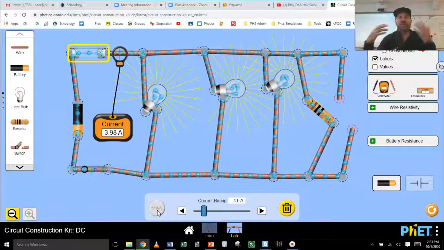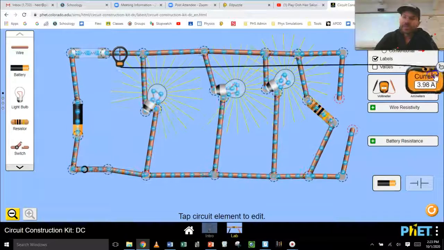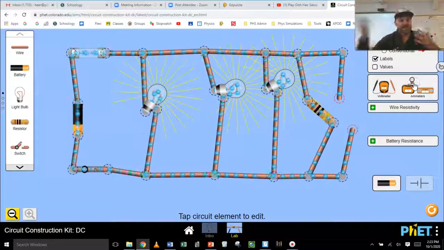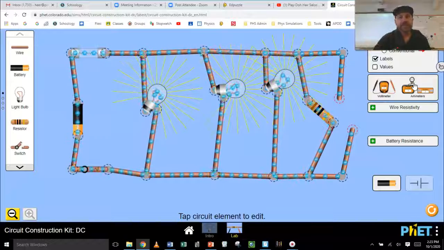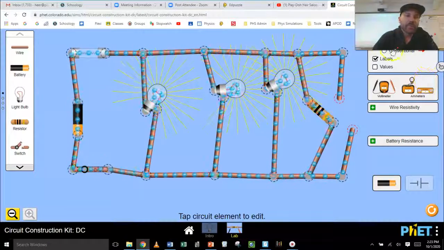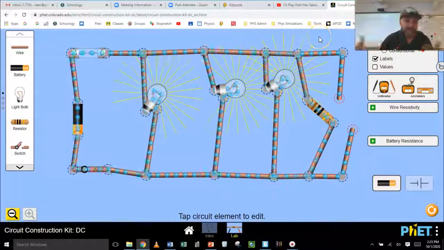So this is what I wanted to show you. A little bit of difference between series and parallel today. What is similar about them? What is different? And we'll talk more about them specifically with numbers and things tomorrow.